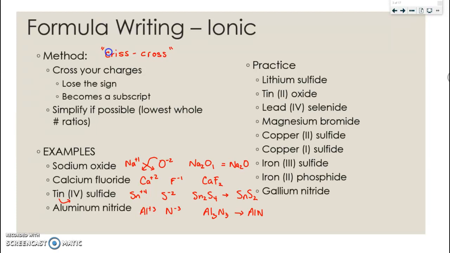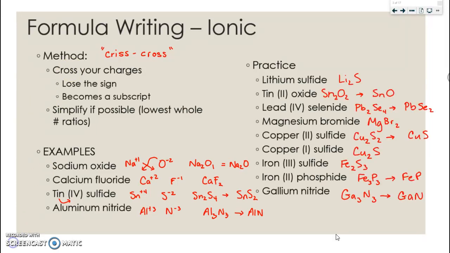Please pause the video and try the practice problems. Now please check your answers. I have crossed my charges on everything using my periodic table to help out, or the provided Roman numeral, and then I've simplified when I could. 2 and 2 can become 1 and 1. 2 and 4, 1 and 2. Again, 2 and 2, they're the same, so they go away. And the same thing with these last two examples down here, 3 and 3, and 3 and 3.